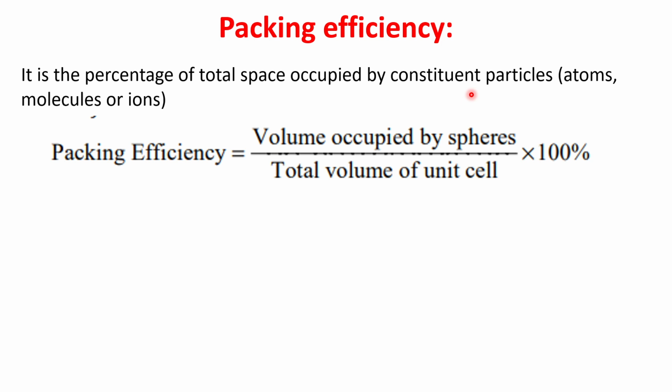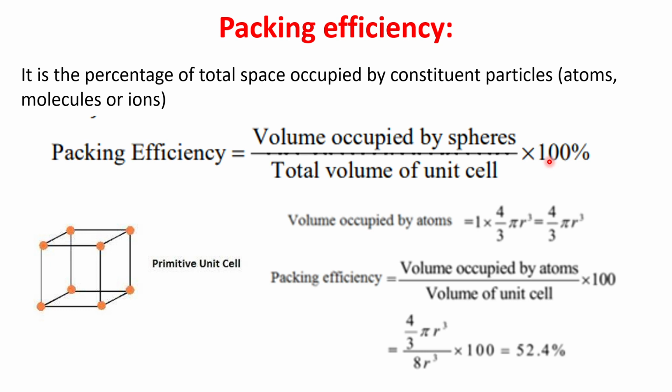So this is the formula for the packing efficiency. Packing efficiency is the volume occupied by the spheres divided by the total volume of the unit cell, into 100, since we are calculating in percentage. So, for a primitive unit cell where the particles are present only at the corners of the unit cell, the volume occupied by the atoms. So how many atoms are present in this unit cell?